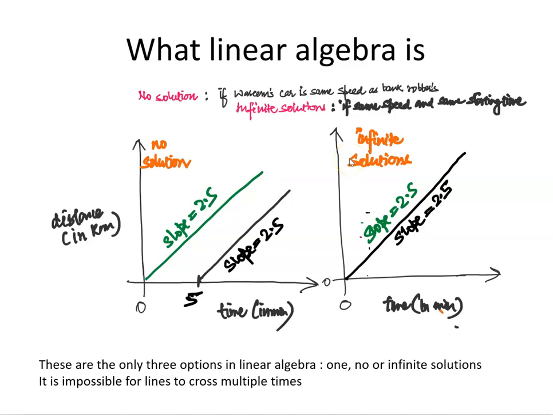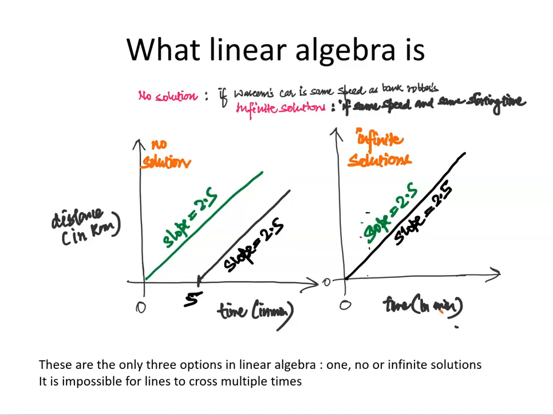And what if they have the same speed, and the starting time is also the same? In that case, there are infinite solutions. It can have multiple solutions. So we see in linear algebra, and this is a very important point here, these are the only three options in linear algebra.